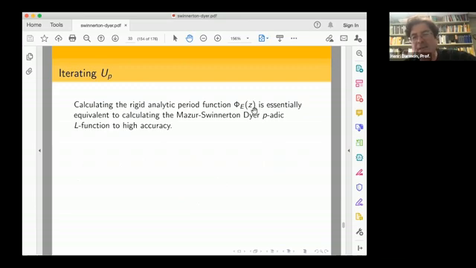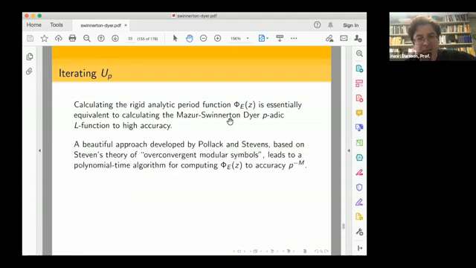The key point is that computing this period function is essentially the same thing as calculating to high accuracy the major Swinnerton-Dyer p-adic L-function that was constructed in this early paper with Swinnerton-Dyer. And so by exploiting this approach of Pollack and Stevens, we're led to a polynomial time algorithm for computing this rigid analytic period function to an accuracy of p to the minus m.